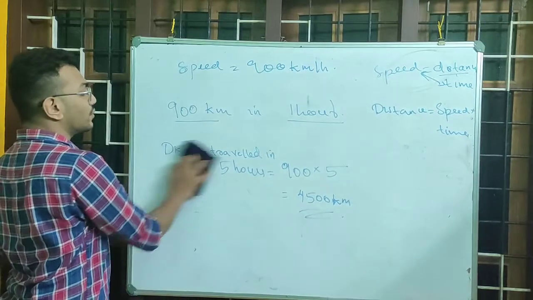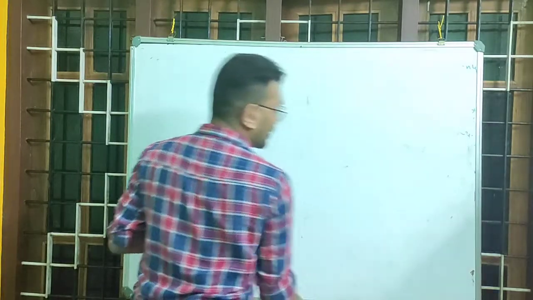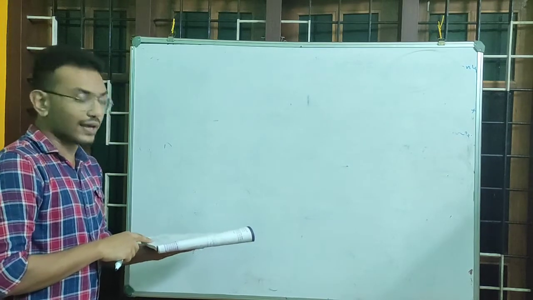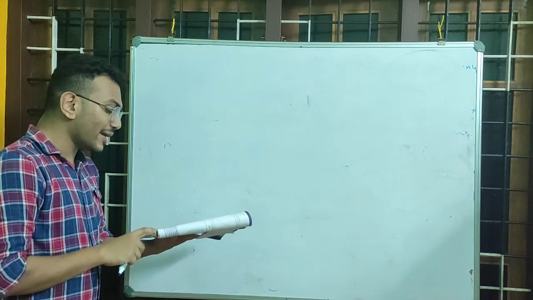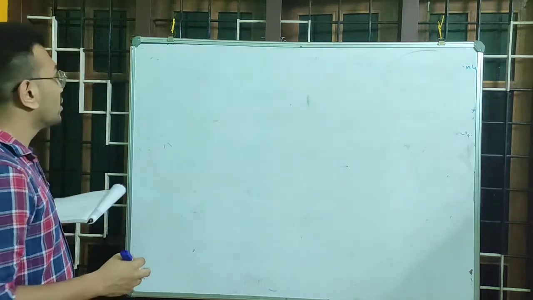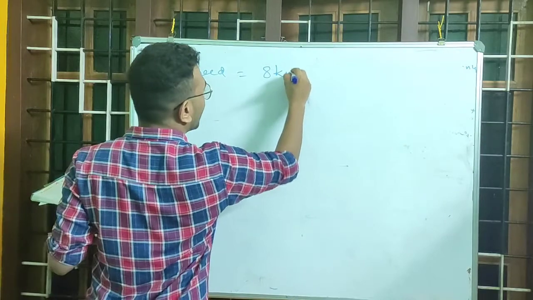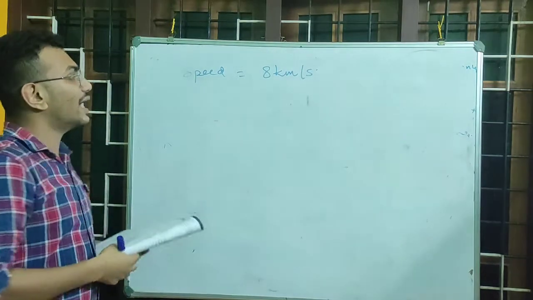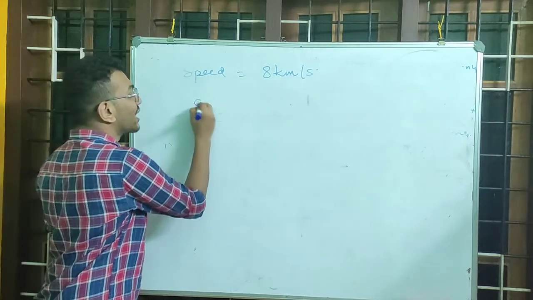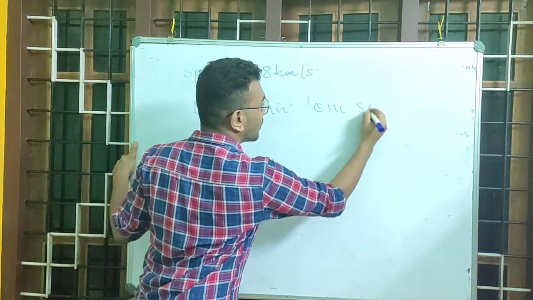One more question we can do. That is question number 3. Seismic waves, that is earthquake waves, travel at about 8 km per second on the Earth's crust. Calculate the distance it travels in 10 seconds. So it is given speed is equal to 8 km per second. So as we know, from this we can write it is traveling 8 km in 1 second.